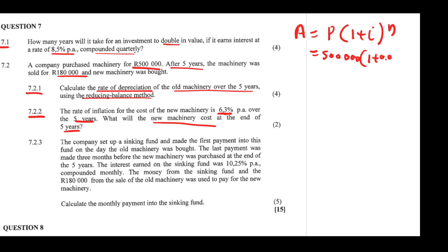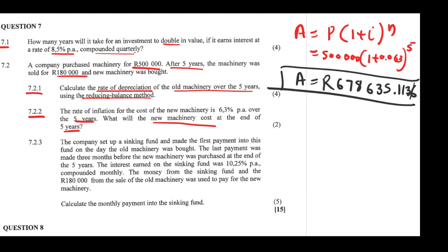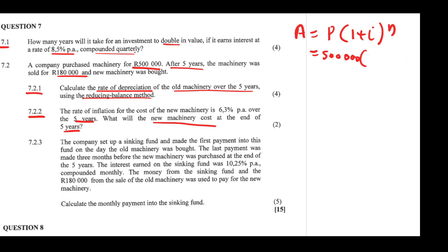So it's 0.063 to the power of 5 years, right? So it's not compounded. It's not compounded actually, sorry. It's not compounded in any form. So you're just going to write that down, and then your answer A is equal to 678,635.1136, right? So this is the answer for 7.2.2. So let me erase it. Now let's go down to the last question, which is 7.2.3.